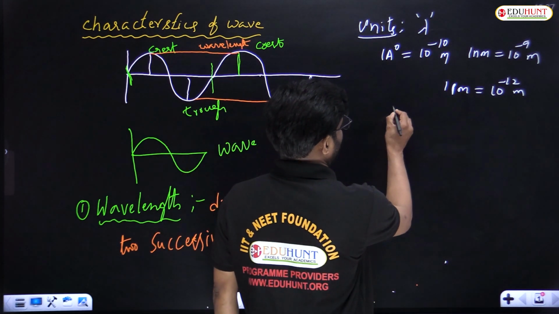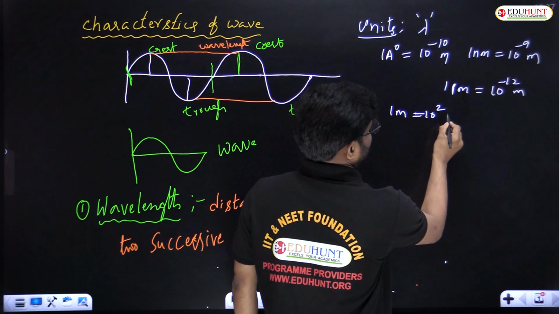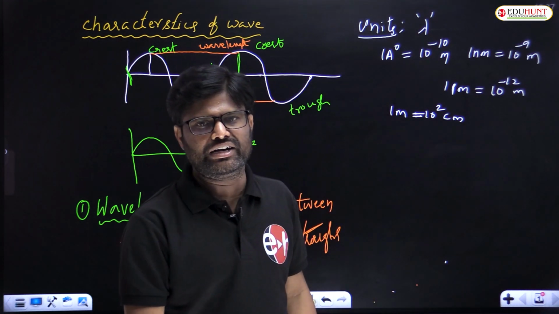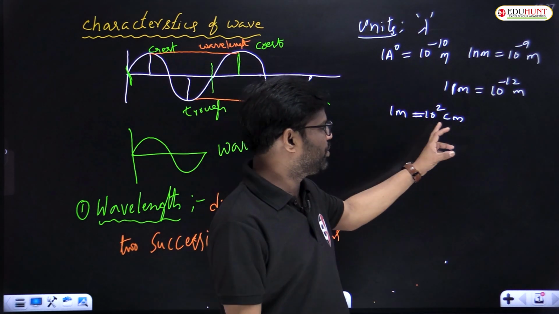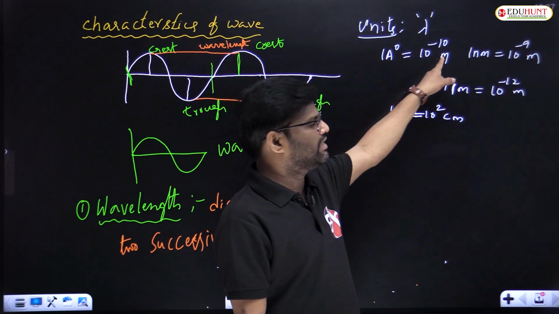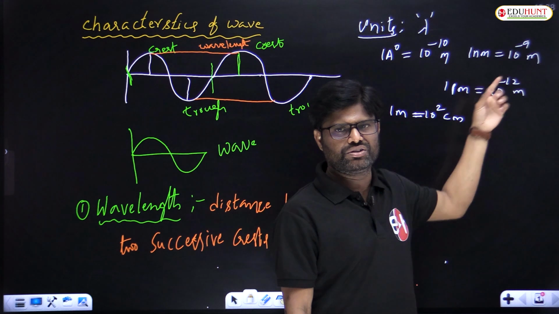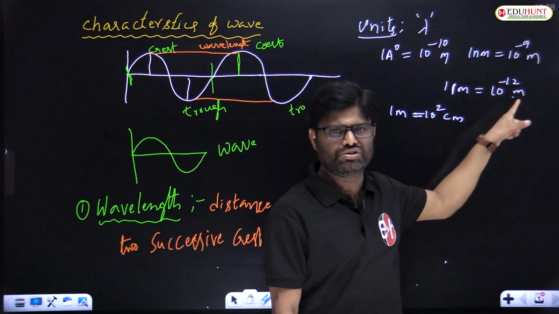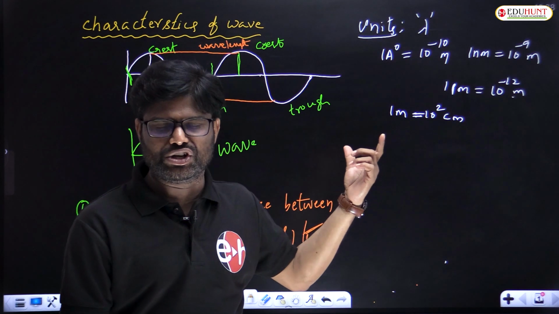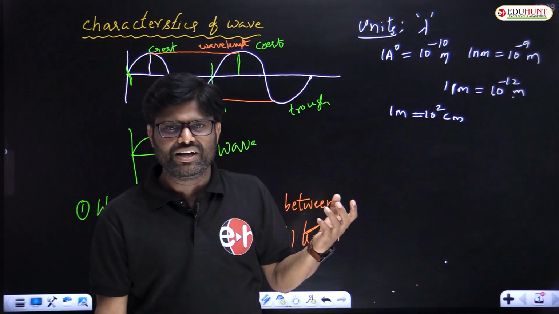You know that 1 meter is equal to 100 centimeters. So you can substitute this 1 meter in this 1 angstrom, in this also, and in this also. Then you will get the centimeters. 1 angstrom is equal to how much? 1 nanometer is equal to how much? 1 picometer is equal to how much?